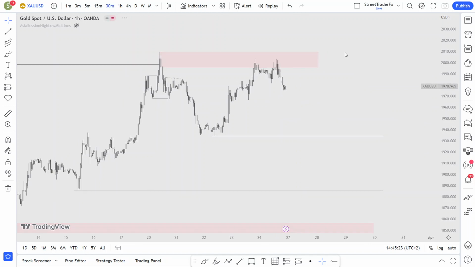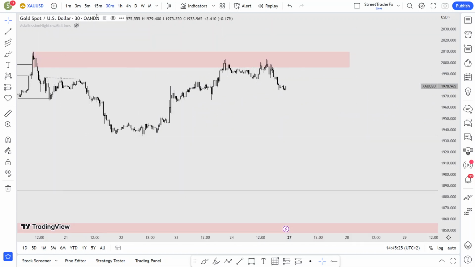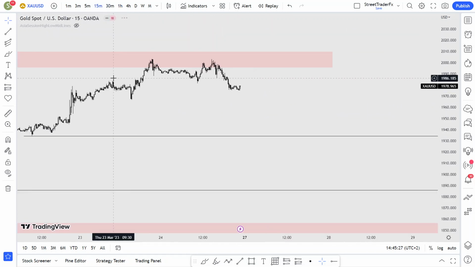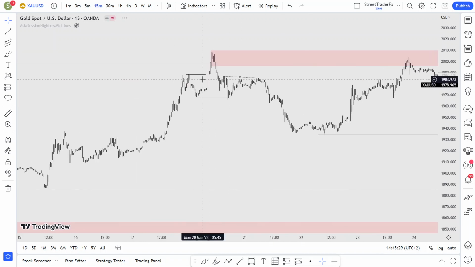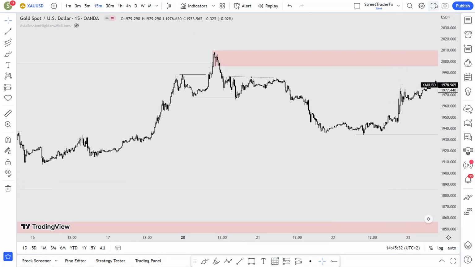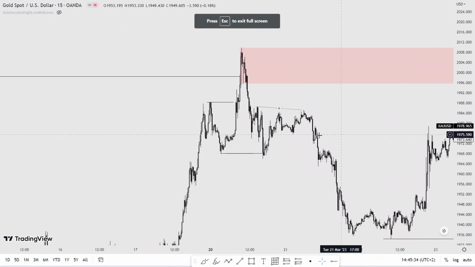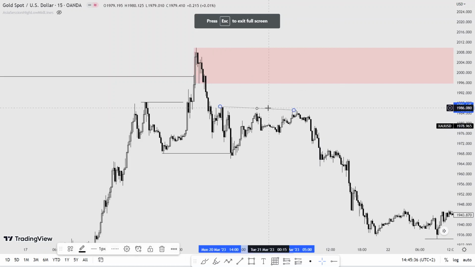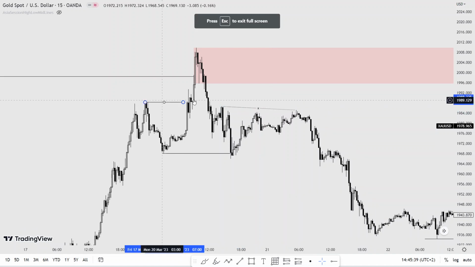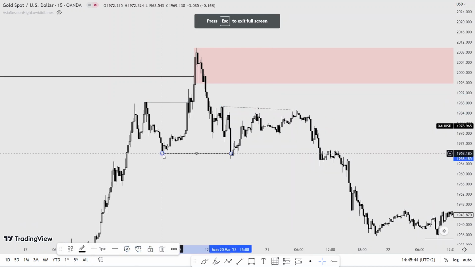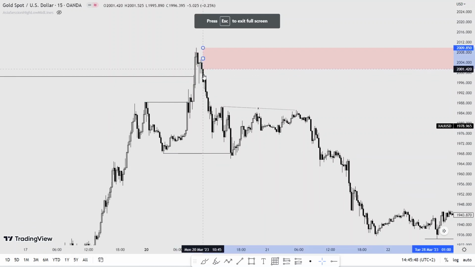We can now go to the M30, M15, and we do this when you want to refine these zones that you have, your sell zones, and then from there you'll be able to get an area where you can clearly mark out as your ideal sell zone.